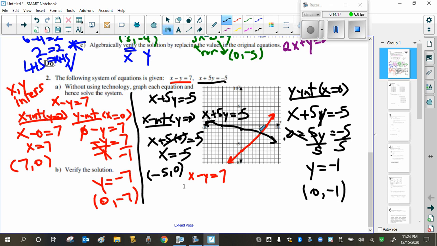Label it. And then you circle where they intersect and say, in this case, 5, negative 2 is the solution. I'm going to abbreviate solution to SOL apostrophe N.